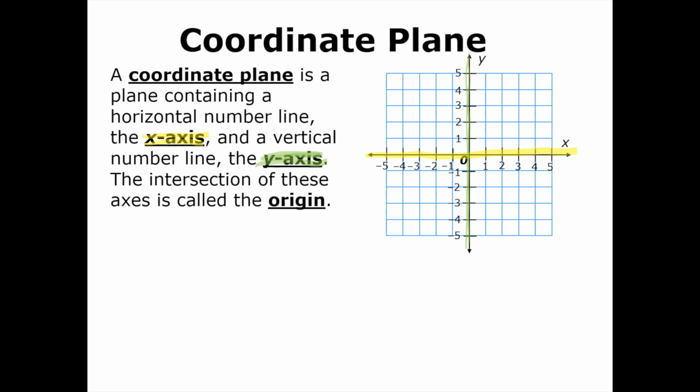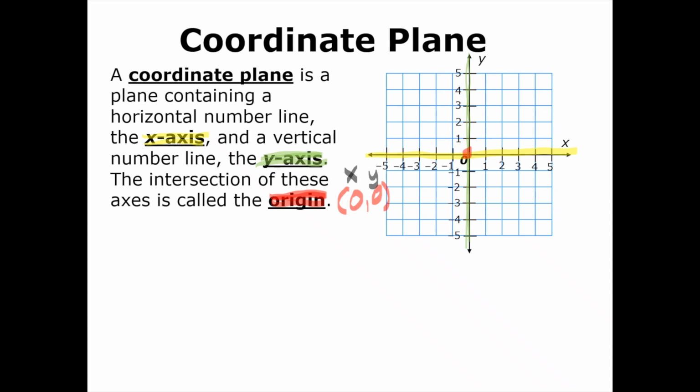And the center point is called the origin. So the origin is the center point right in the middle, and that has an ordered pair of 0, 0. So that's where our x value is 0 and our y value is 0. And in the coordinate plane, the x value is always listed first. The y value is always listed second.